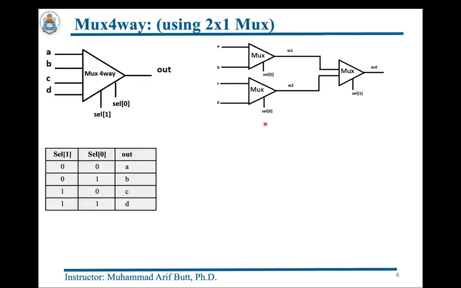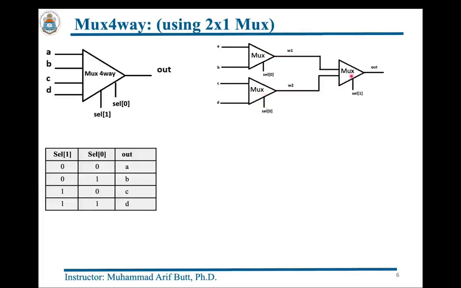Suppose I put 0 over here on both of these muxes, from this mux A will be placed on this intermediate pin W1, and from this mux C will be placed. And if I place 1 on these selection lines, this mux will output B and this mux will output D.